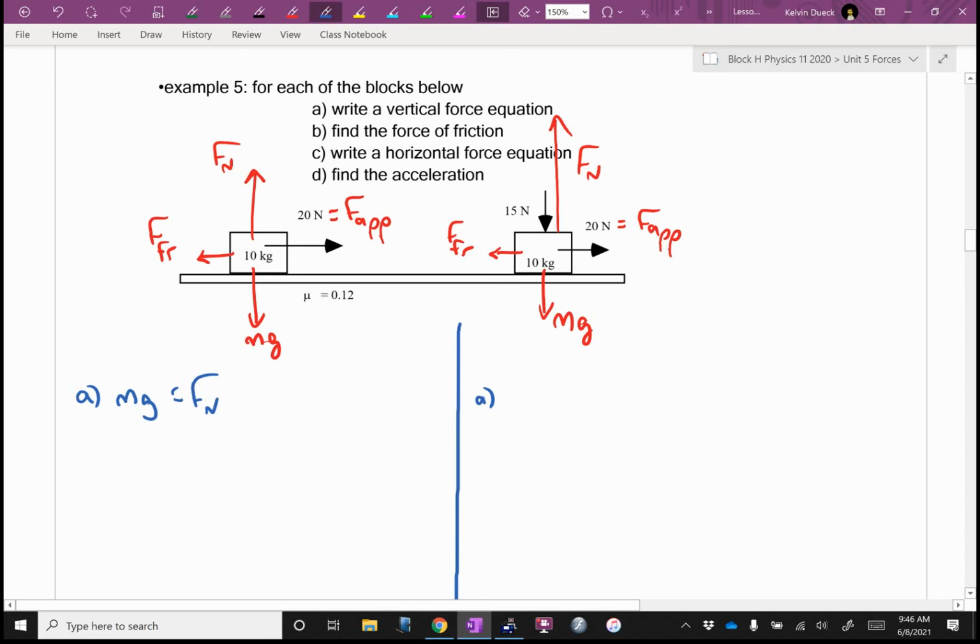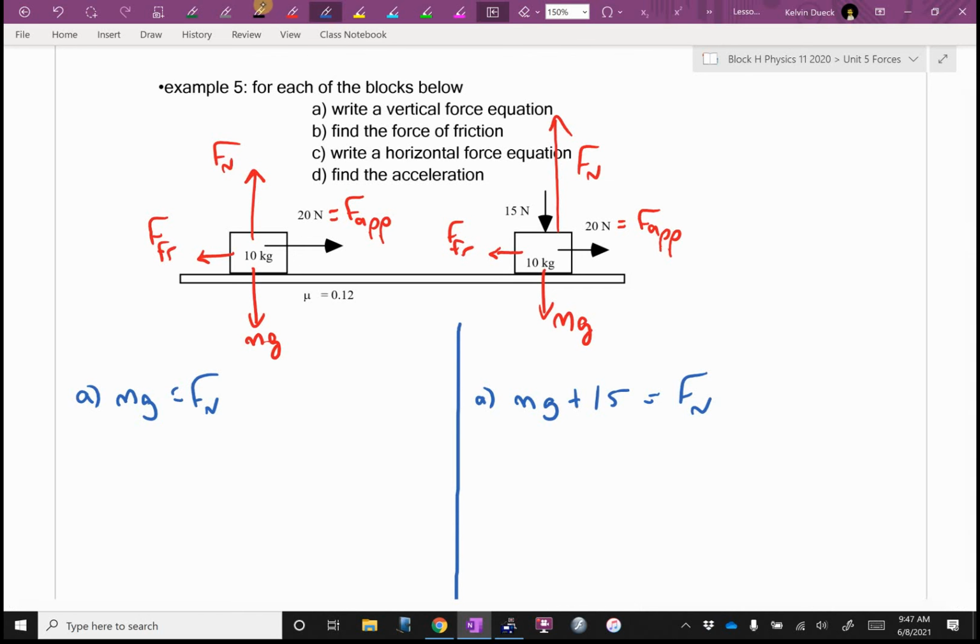What about on the right-hand side? Everything down has to equal everything up. What's everything down? There's two things, two arrows. First, just read, don't jump ahead. Yes, everything down, mg and 15, has to equal everything up. That's all I'm asking you to do, write a vertical force equation.